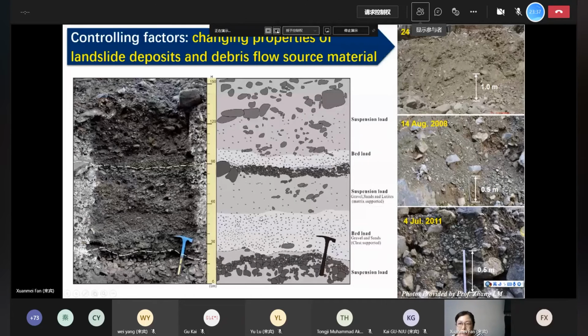So we are trying to understand why the landslide activity decayed very quickly after the earthquake, let's say within 10 years, and already returned to the pre-earthquake level. And we found one of the controlling factors is what we call grain size coarsening. So we found some field evidence. As you can see from here, this is a cross section we found in the field, revealing the different debris flow deposits from different years.